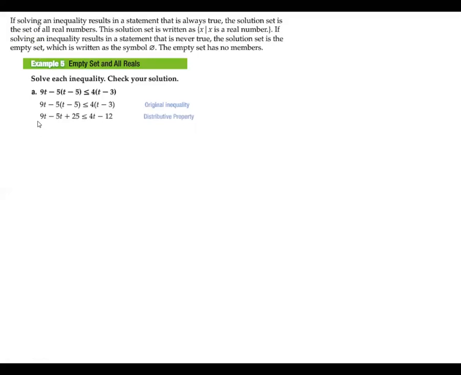Okay, so that gives us 9t minus 5t plus 25 is less than or equal to 4t minus 12. I'm going to combine these like terms: 9t minus 5t is 4t. Then I'm going to subtract 4t from both sides. Notice all the t's cancel out because 4t minus 4t, those cancel.